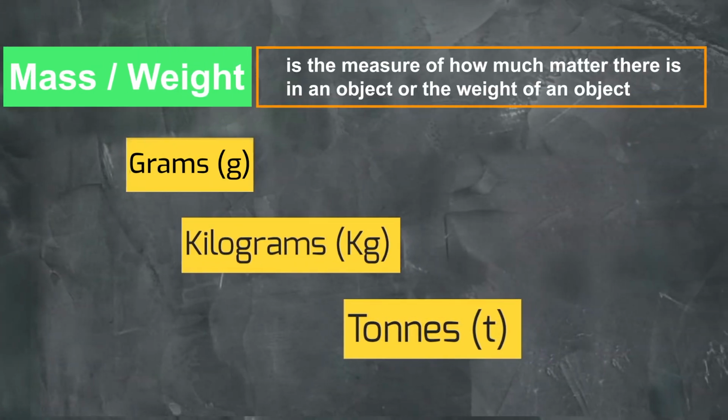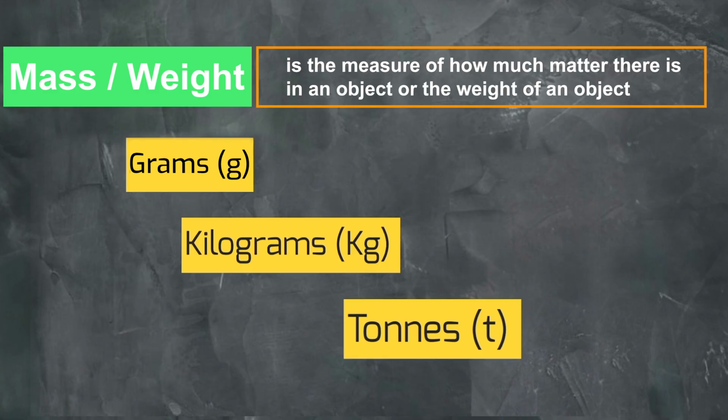Now let's take a look at mass, also commonly known as weight. This is the measure of how much matter there is in an object, or the weight of an object. As before, we can see that they have different units of measure, starting with grams, which is the smallest, and going right up to tons.